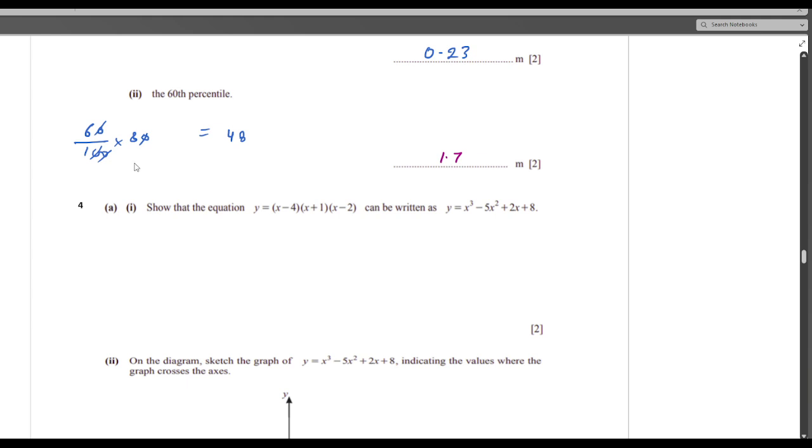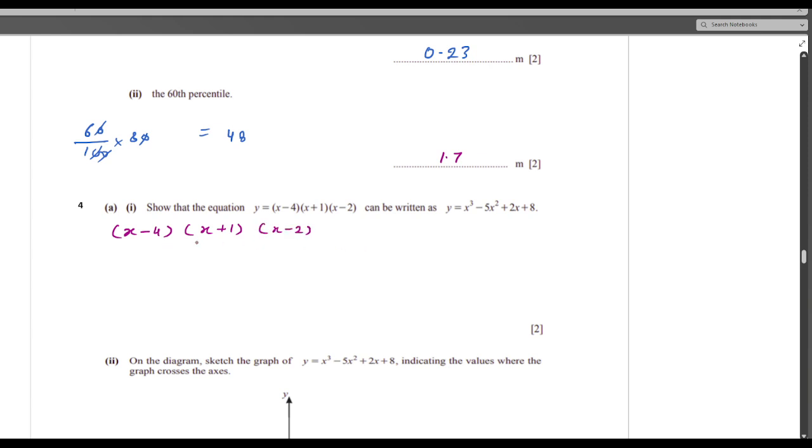So that equation y equal to x minus 4, x plus 1, x minus 2 can be written as x cube minus 5x square plus 2x plus 8. Now all the problems which are of this nature where you have to show that, you must not make any mistake. Actually you already know what your answer is, only you have to arrive at that answer. So here x minus 4 times x plus 1 times x minus 2.